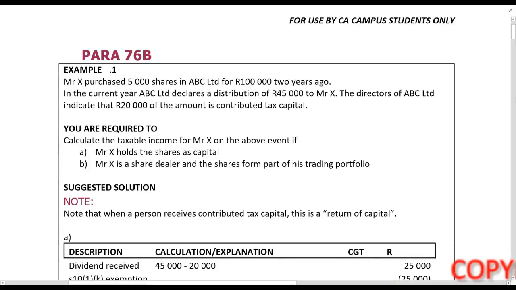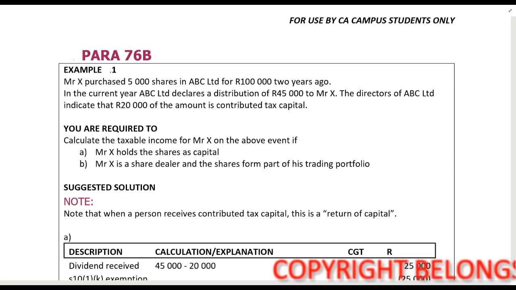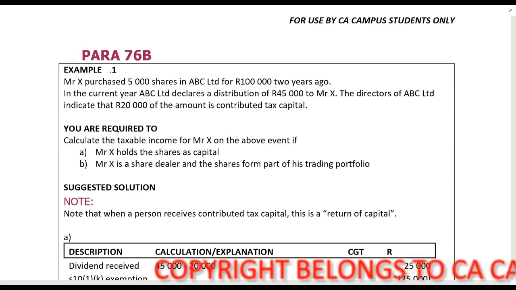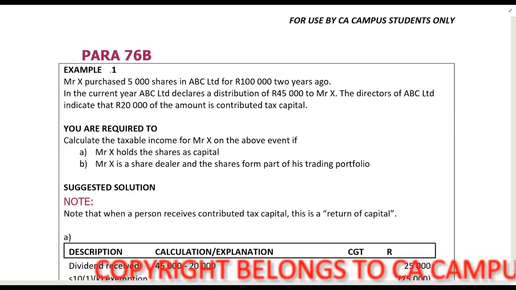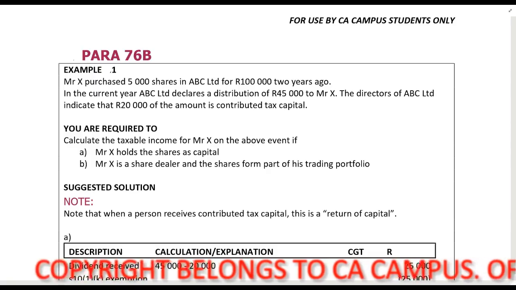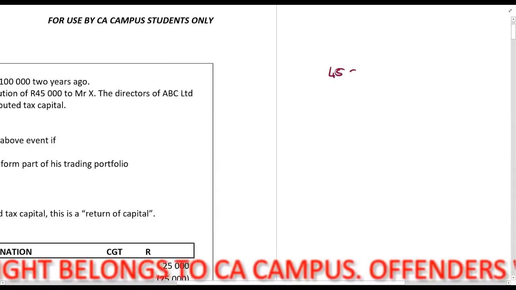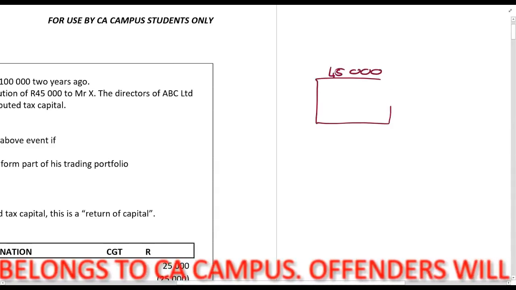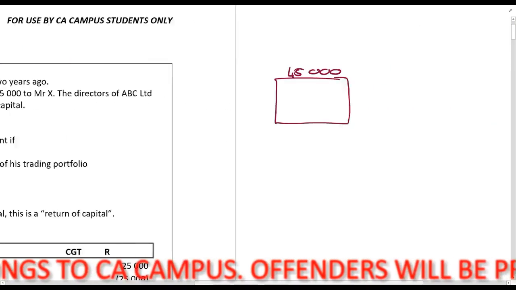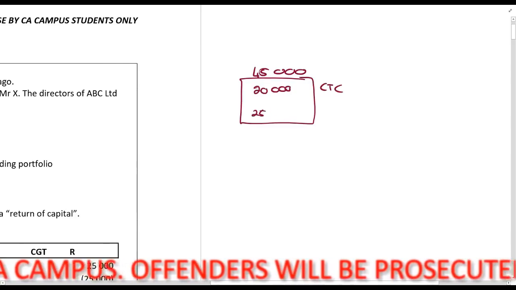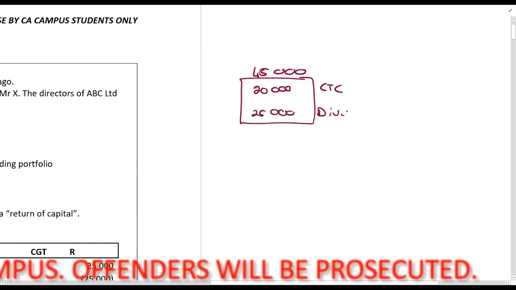Paragraph 76B. Example 1. Mr. X purchased 5,000 shares in ABC Limited for 100,000 rands 2 years ago. In the current year, ABC Limited declares a distribution of 45,000 rands to Mr. X. The directors of ABC Limited indicate that 20,000 of this is contributed to tax capital. So 45,000 gets distributed. And they say how much? 20,000. 20,000 of that is contributed tax capital, so the remaining portion of that, guys, must be a dividend.